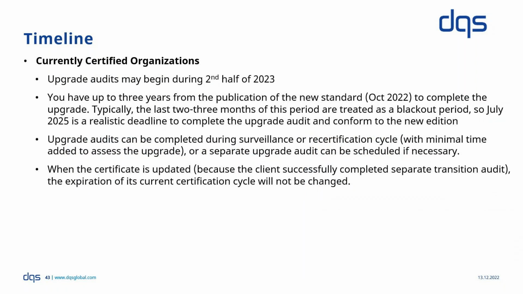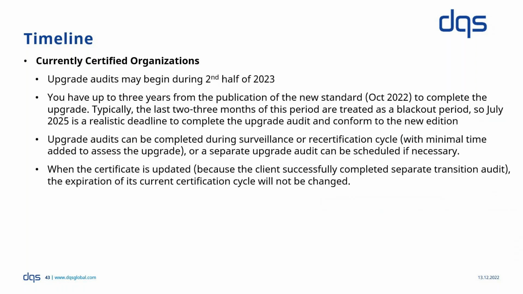So further in the next two charts, I have timeline for currently certified organizations as well as organizations seeking the certification for the first time. In this chart, let's look at currently certified organization. As we saw earlier, the upgrade audits can begin after all the rulemaking and the implementations have completed. So upgrade audits may begin during second half of 2023. By upgrade audits, I mean transitioning from the 2013 version to 2022 version.